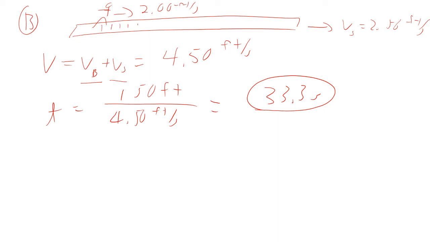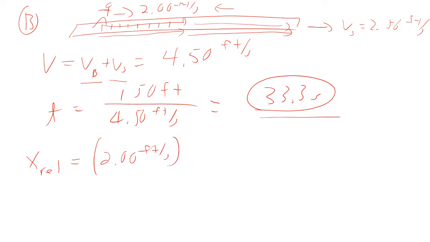Now, how many steps? Problem is the person's walking on the sidewalk, but the sidewalk is moving, so they're moving part way down the sidewalk, and the sidewalk's carrying them the rest of the way. So to find out how many steps the person takes, we find out how far down the sidewalk the person walked. Well, the person walked for 33.3 seconds, moving at 2 feet per second. So the relative distance on the sidewalk is going to be 2 feet per second times 33.3 seconds. So that's 66.6 feet. So that's the relative distance.